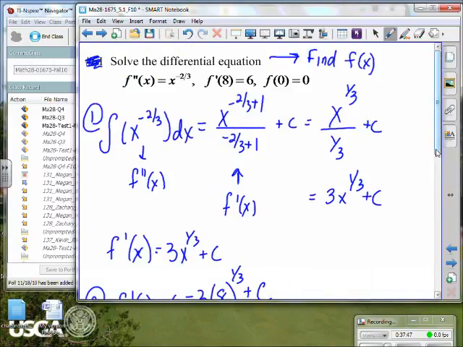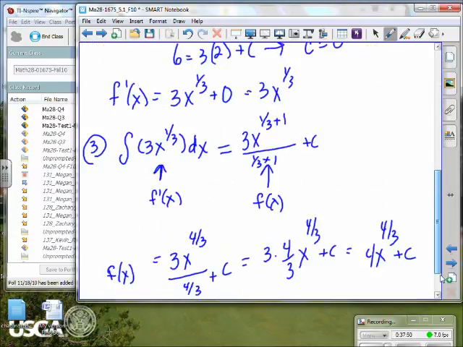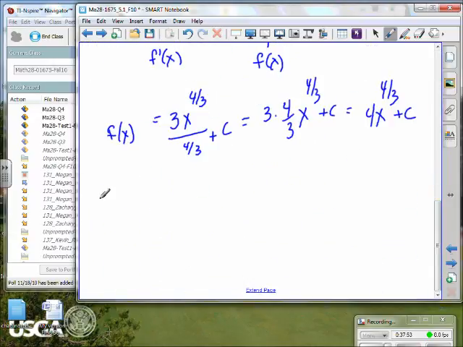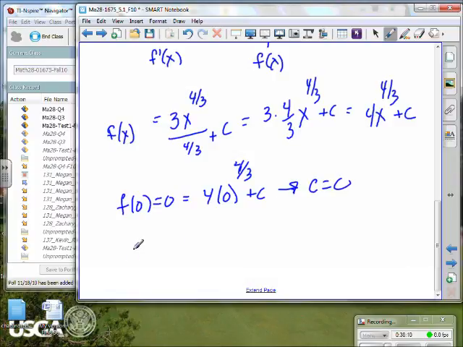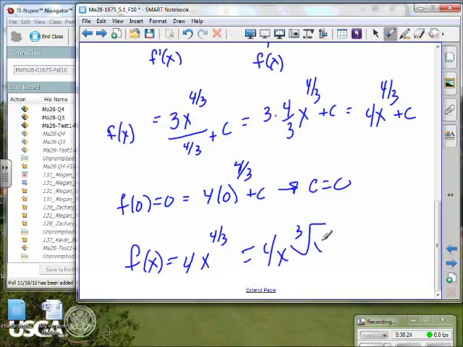So let's go down here. There we go. Okay. So I know that f of 0 is 0, which means that 4 times 0 to the 4/3 power plus c is also 0, which tells me what is that constant? 0. So what is my function? Okay. There we go. Or you could do lots of things. 4x, the cube root of x, whatever you want to do with that. Okay, so now we have a definite one.